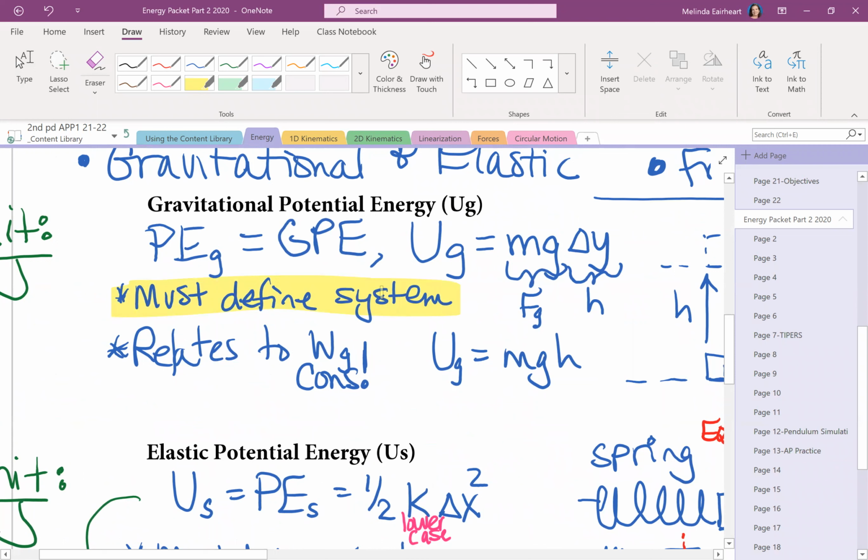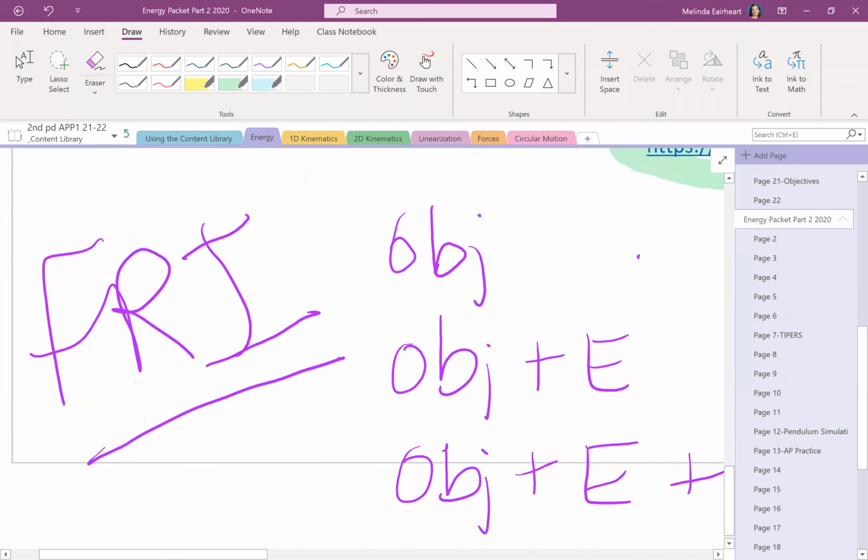You have to have a reference point to get that change in height. The same thing is true for elastic potential energy. You can't measure displacement if you don't have an equilibrium or some kind of identifying position. And so to have kinetic energy, your object just has it, right? Do you have mass? Yes. Do you have speed? Are you moving? Yes. So an object can have kinetic energy, but an object cannot have potential energy on itself. Does that kind of make sense? So that's the first thing I'm going to write down there at the bottom.